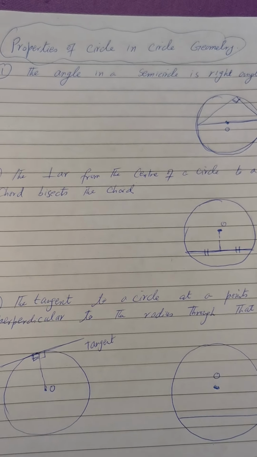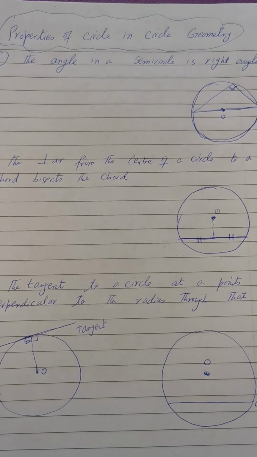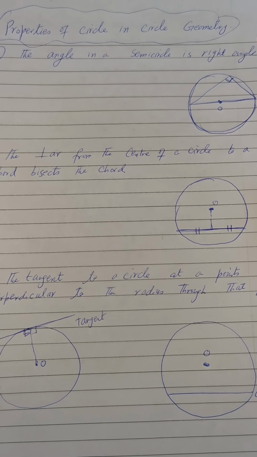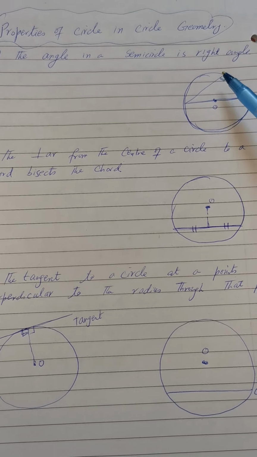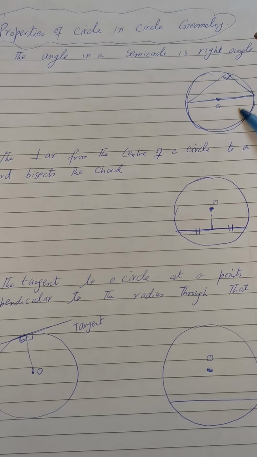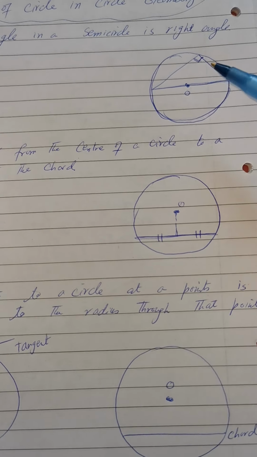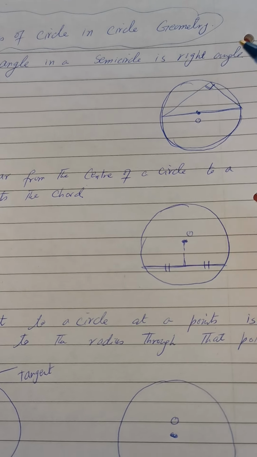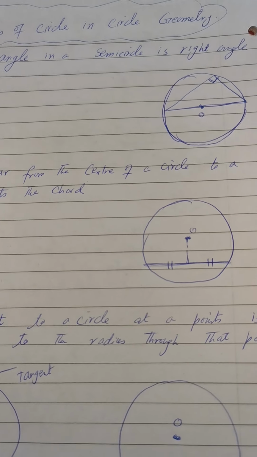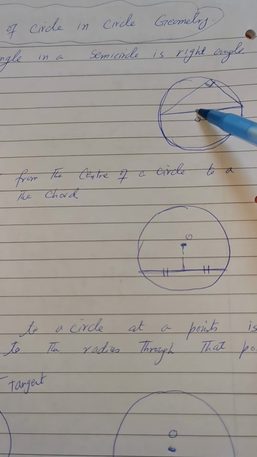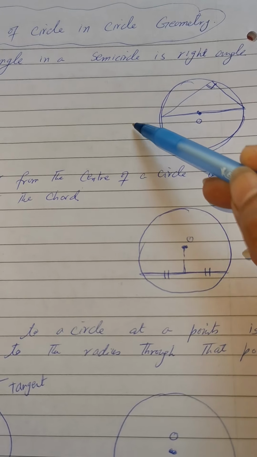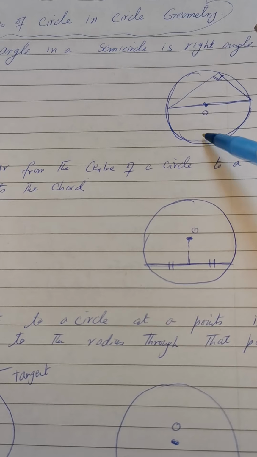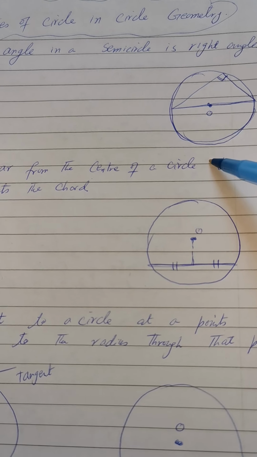The first property we will discuss says that the angle in a semicircle is a right angle. I have drawn a circle with my hand, so it's not a proper circle, but I will show you. If I draw a circle, what will be the semicircle? This is the center of the circle, and if I cut it into two halves, then this is a semicircle and this part is also a semicircle.